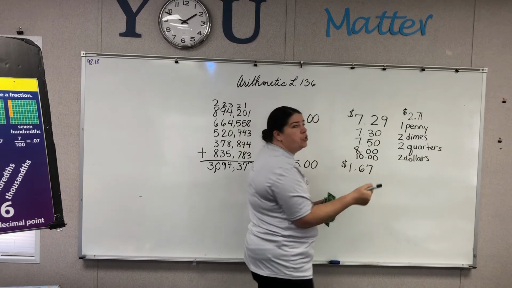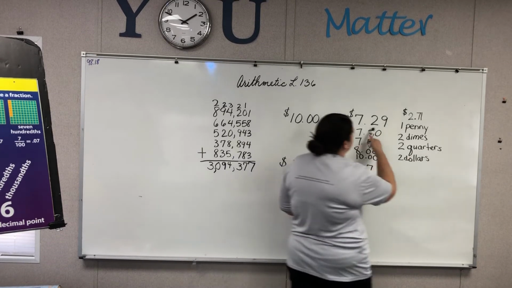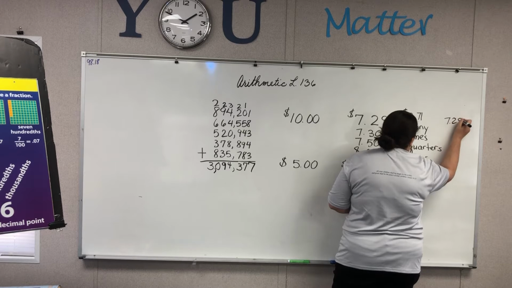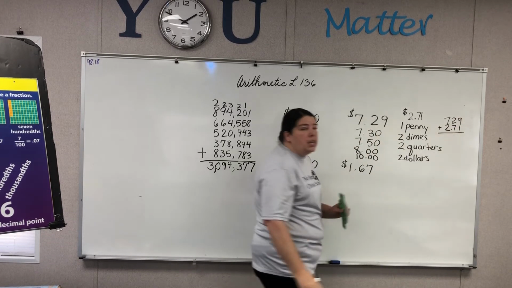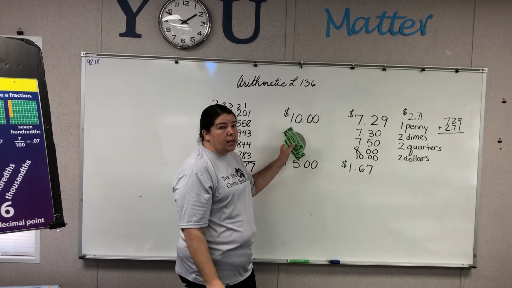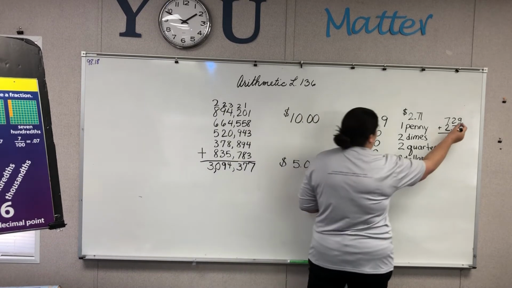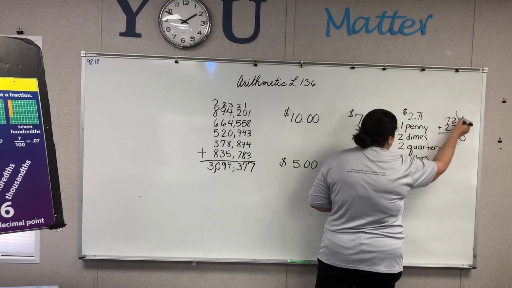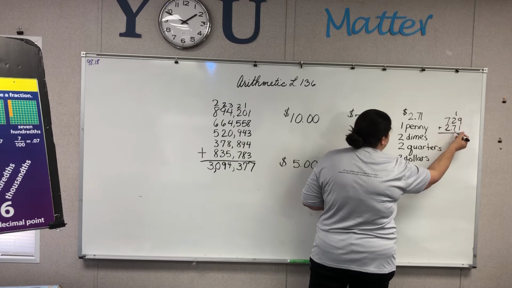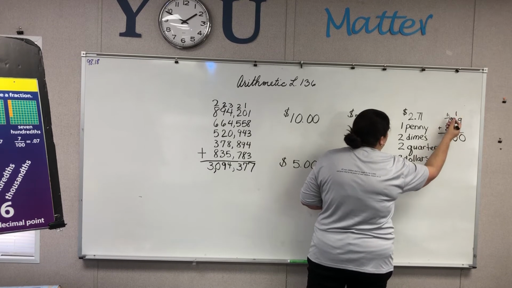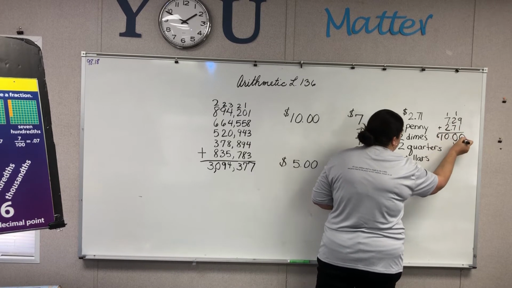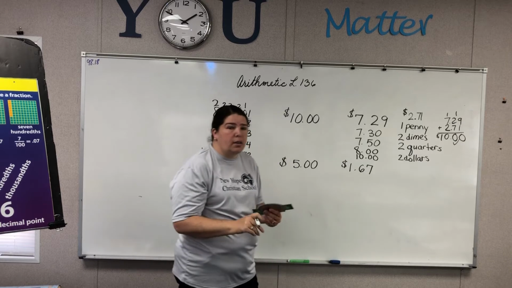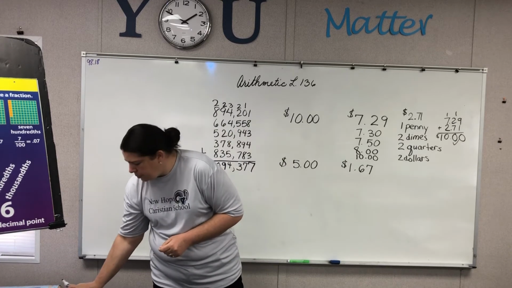Now, if I wanted to check my answer, I would have $7.29 plus $2.71, and that should equal my $10 that I gave her. 9 plus 1 is 10. 1 plus 2 is 3, plus 7 is 10. 1 plus 7 is 8, plus 2 is 10. And that checks out. Okay, let's do one more together.